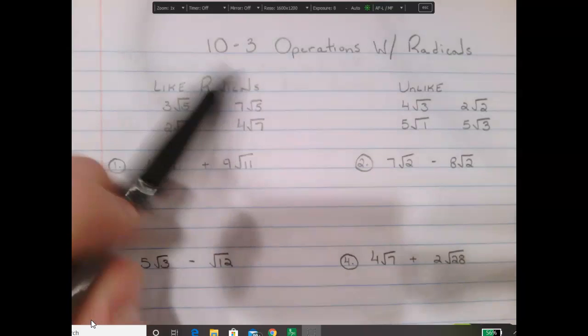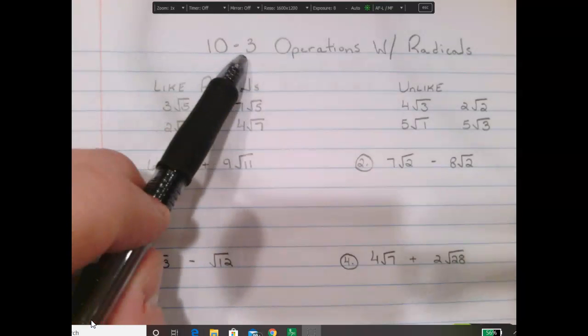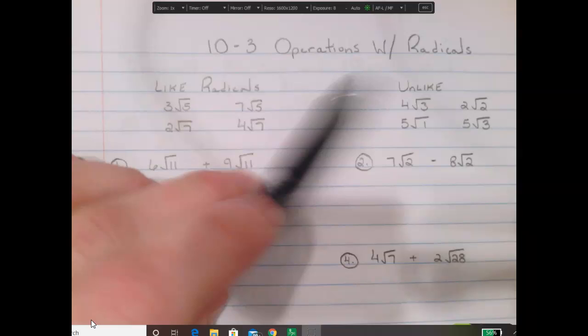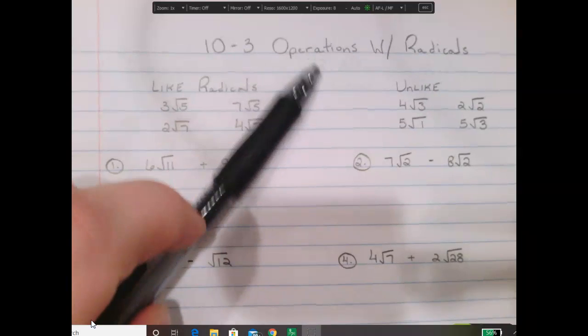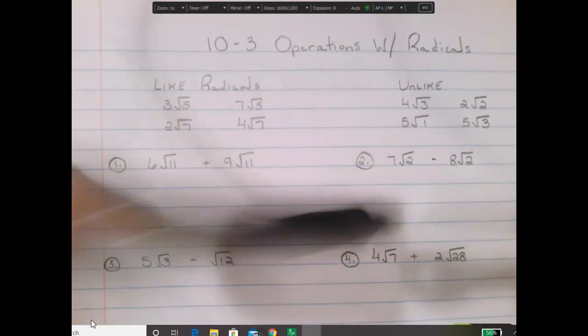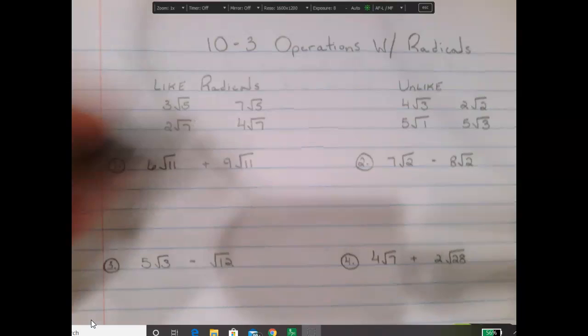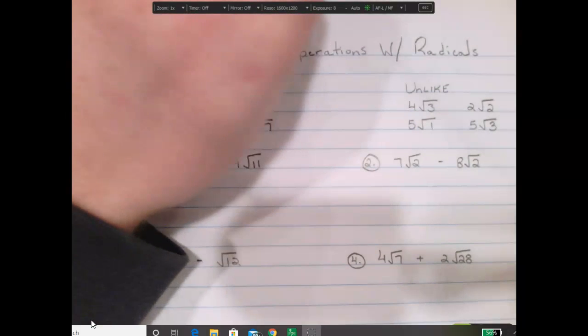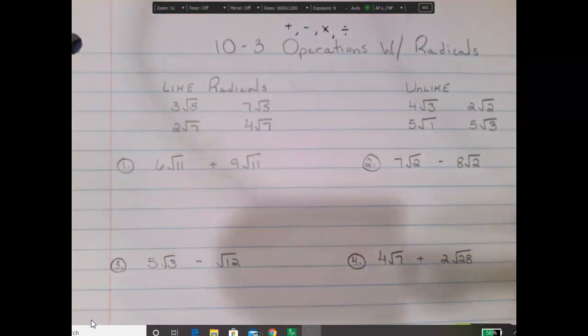But with that being said, let's go ahead and start with Chapter 10, Lesson 3. We're continuing with those radicals. This is going to be operations with radicals. And any time you think different operations, we're thinking addition, subtraction, multiplication, and division. So we're going to be working on those 4 operations today, all with radicals.